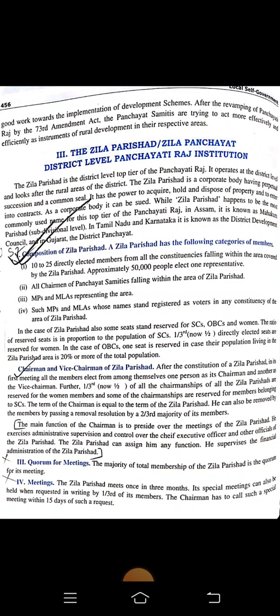We are having the MPs, that is the members of Parliament, and members of the legislative assemblies, MLAs, representing the areas, such MPs and MLAs whose names stand registered as voters in any constituency of the area of the Zilla Parishad. In case of Zilla Parishad, some seats stand reserved for the SC, ST and OBCs, and you can say about the women also.